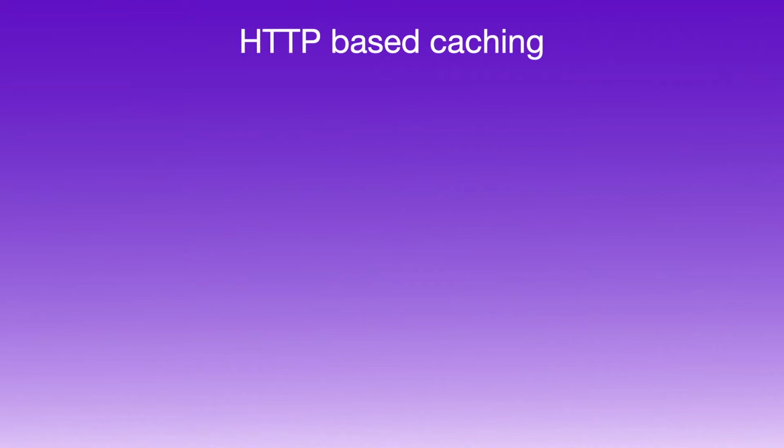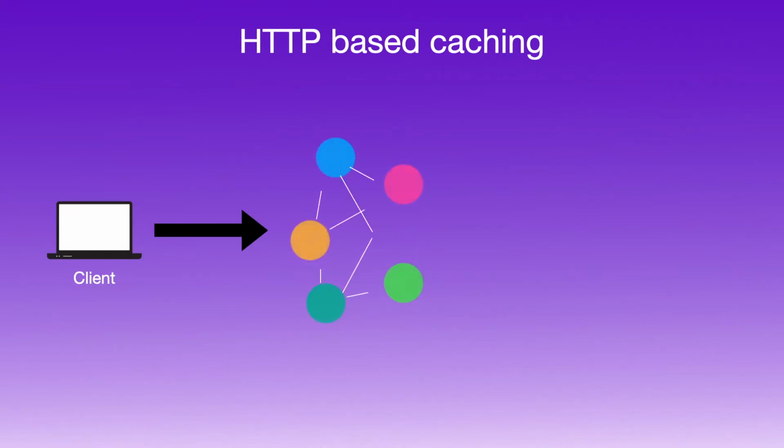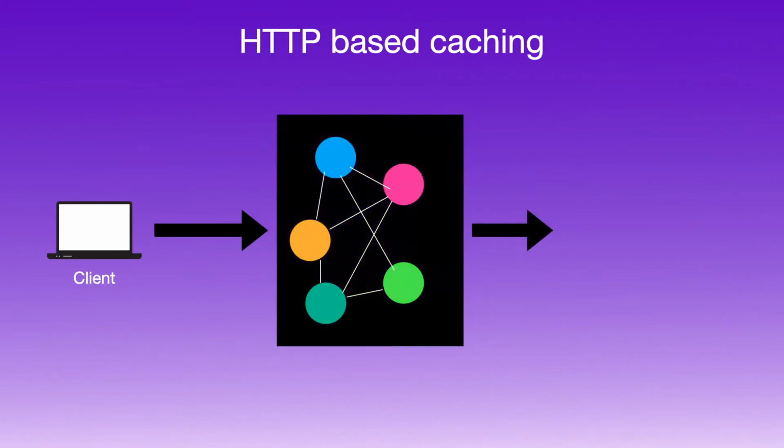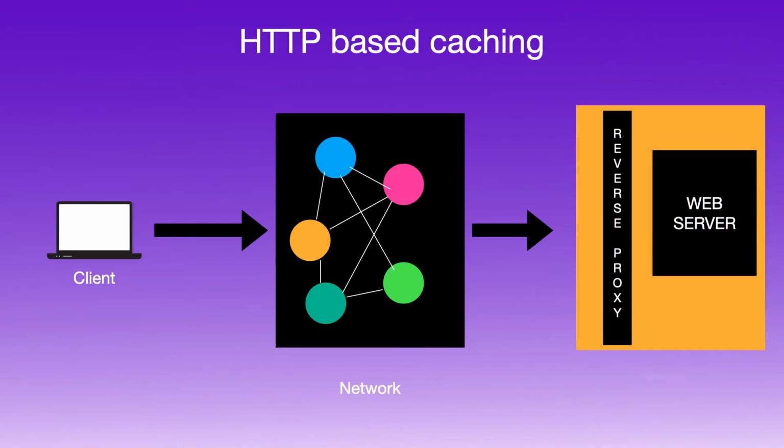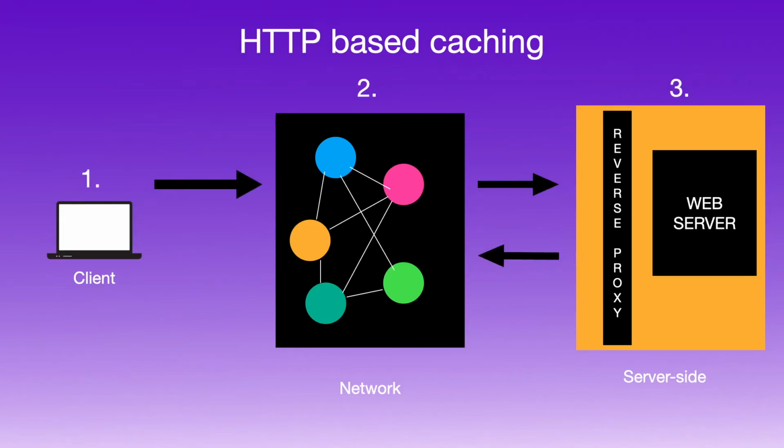Let's take a typical client server application where the client is making a request. The request goes through a set of routers, or we can say the network, and finally reaches the server where we have the reverse proxy and a web application. The web application will respond to the network and the network will provide a result to the client in the form of HTML, JS or CSS.